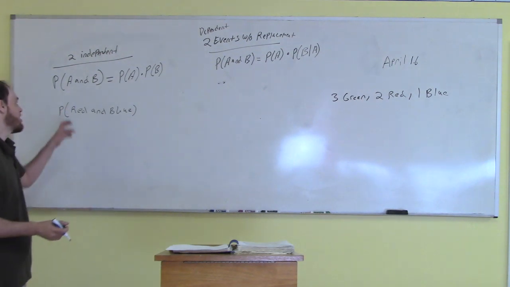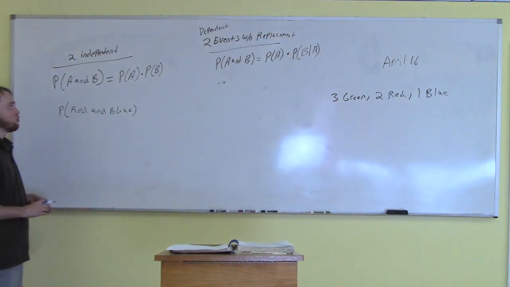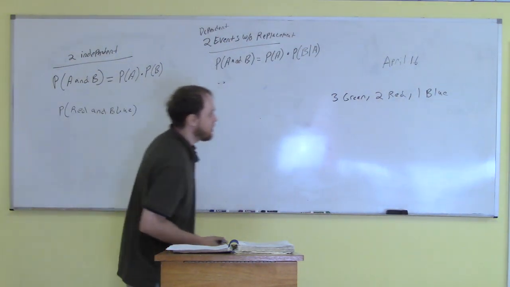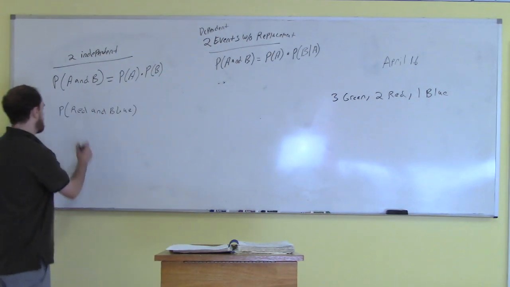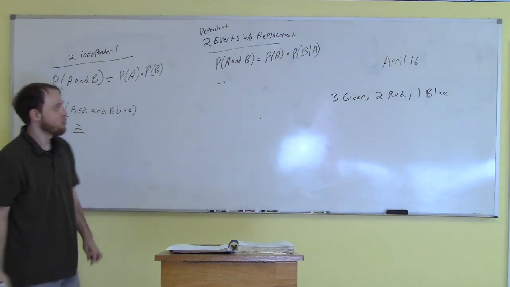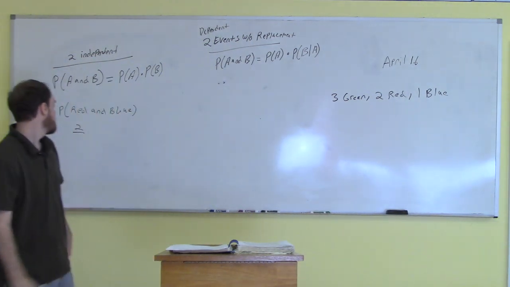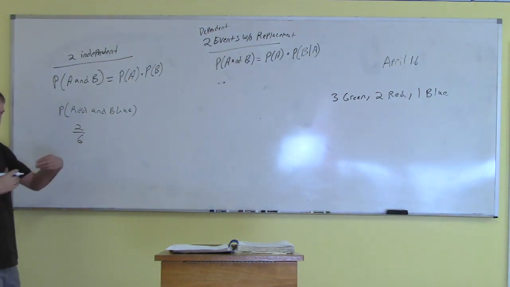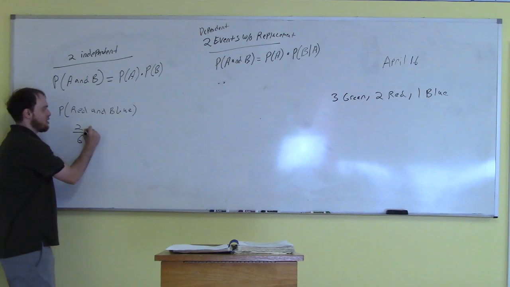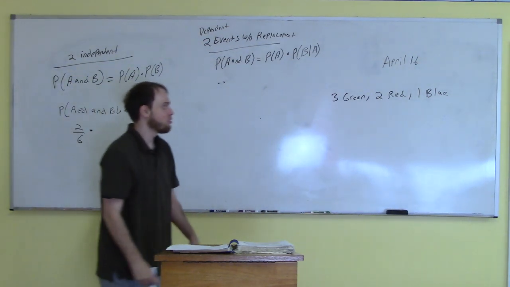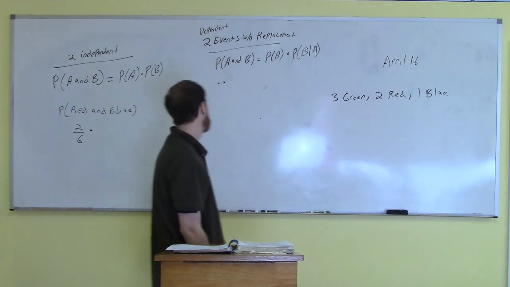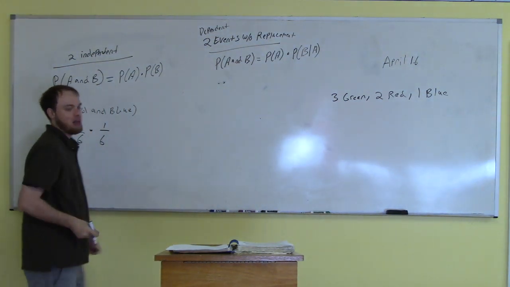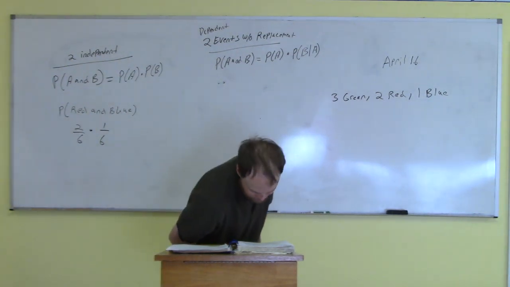And so if I did this, then I would do the probability of A, which is the red. So that would be 2 over, and then there are 3, 5, 6 of them total. So it'd be 2 over 6 would be the probability of choosing a red. There's 2 red over 6 total, times the probability of choosing a blue. So the blue is 1. So there's 1 blue, and there's 6 total. And so it'd be 1 over 6.